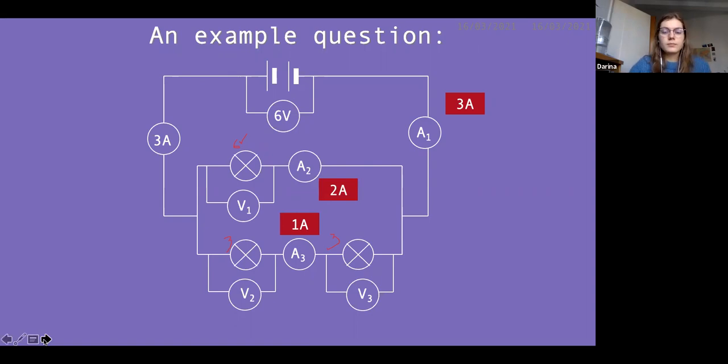Right. Oh, I keep showing the answers. All right. So final thing to do is look at that last current down there. So I want you again to use the previous question to have a go at answering this one. What would A3 be? And again, using that idea that all the light bulbs are 3 ohms, etc., etc.